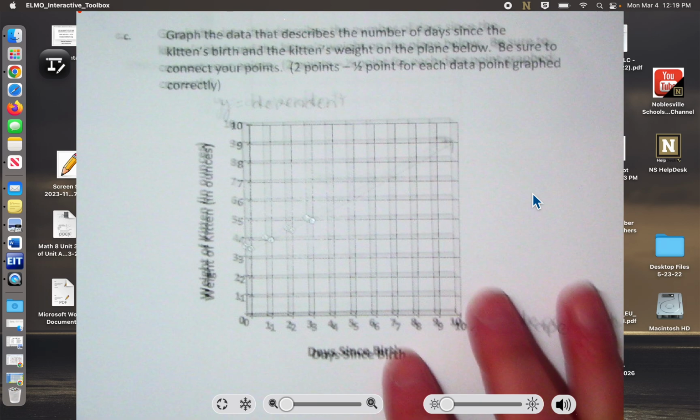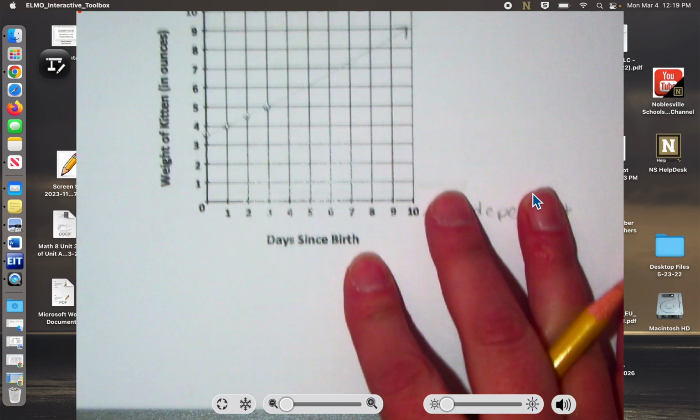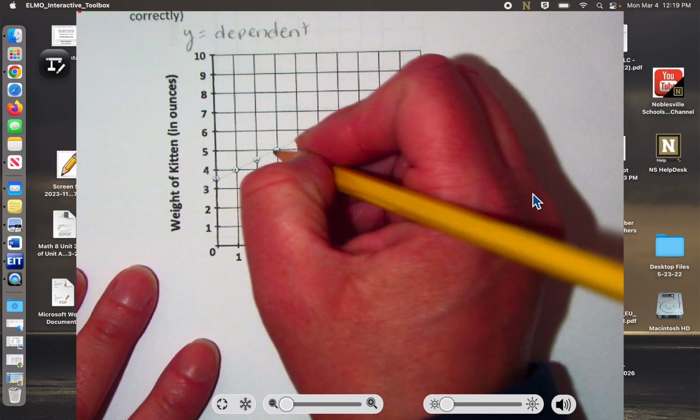I'm sorry that it's kind of hard to see with the lights and the glares. There we go.